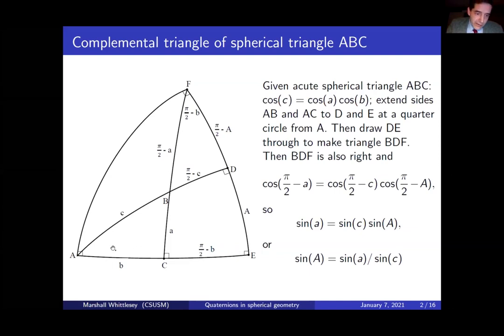All right, so the angle here, measure A, becomes the measure of this arc, DE, and since that's being extended up to the North Pole, this becomes pi halves minus A, etc. So we get all the sides and angles of this triangle BDF up here.